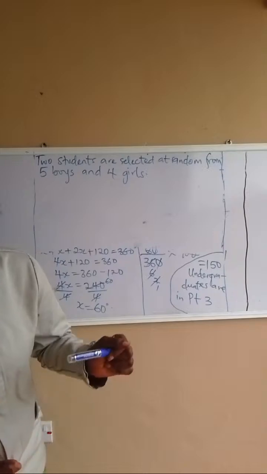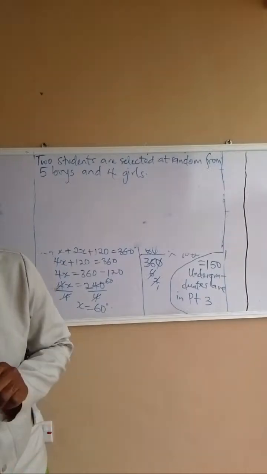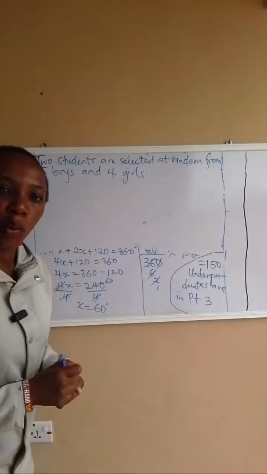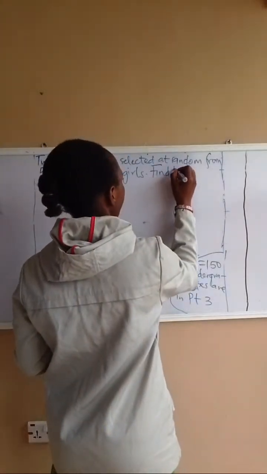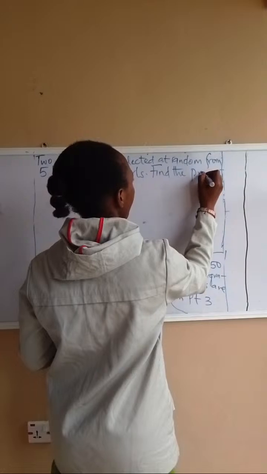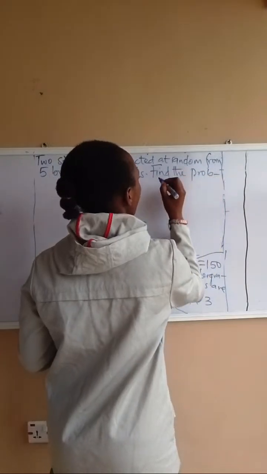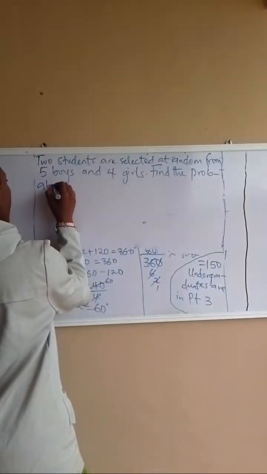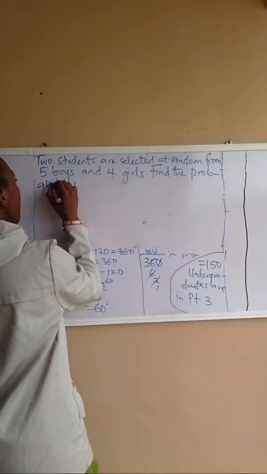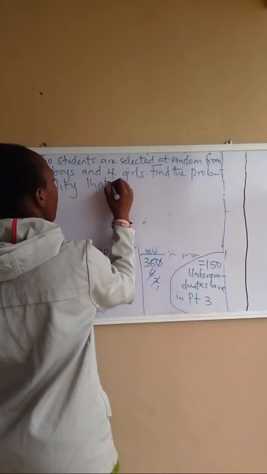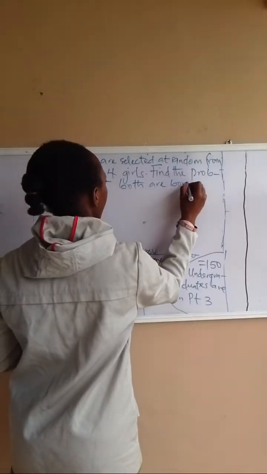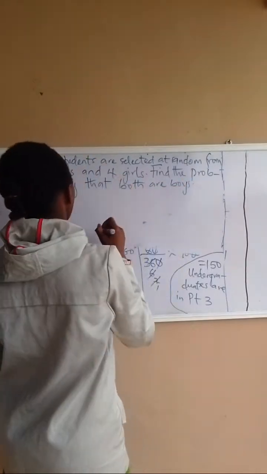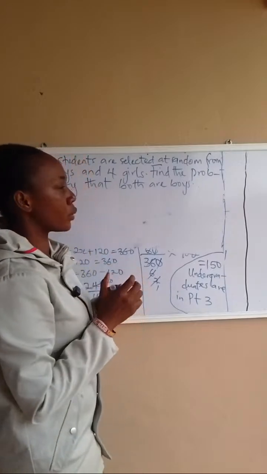All right, they said find the probability that both are boys. Find the probability that both are boys.